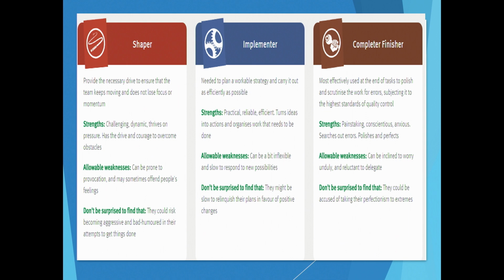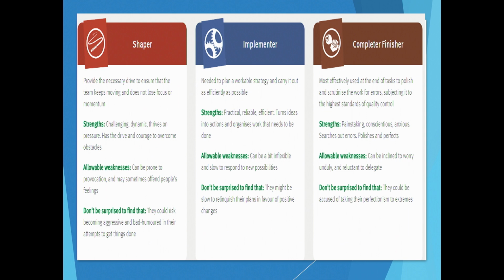Okay. And finally, our completer finisher. In relation to a site, I'd often associate this with the snagger, the person doing the snag lists. So these are most effectively used at the end of tasks to polish and scrutinise the work for errors, subjecting it to the highest standards of quality control. Now, again, your team leader, your boss, etc., could also be fulfilling this role. Again, there'll be certain types of roles that we'll see leaders take on.